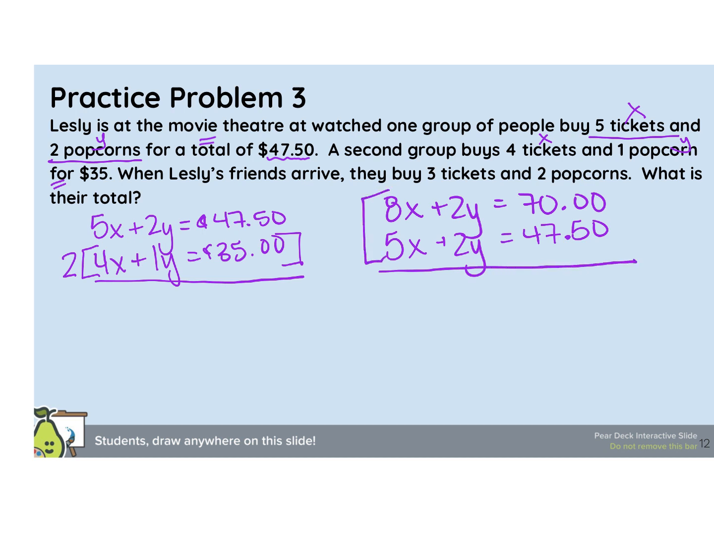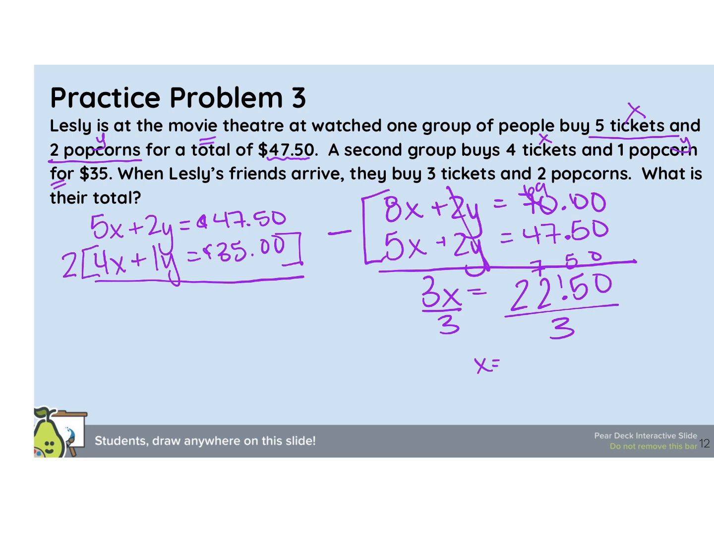So 2Y and 2Y are both positive. To get them to cancel out, I need to subtract. 8 minus 5 is 3X. This becomes 70 minus 47.50, which is $22.50. One-step equation, I'm going to divide by 3 on both sides. It's going to go in evenly, so 3 goes into 22 7 times with 1 left over. 3 goes into 15 5 times.